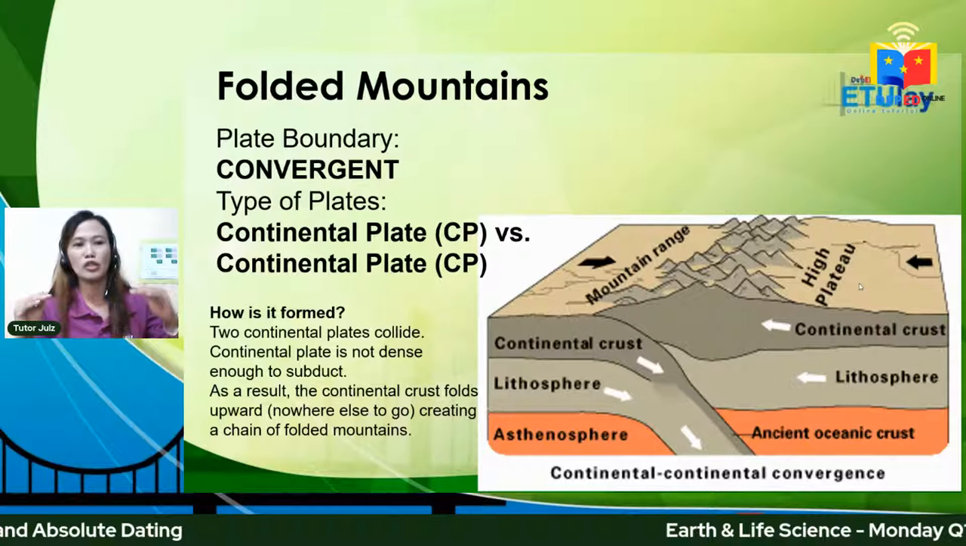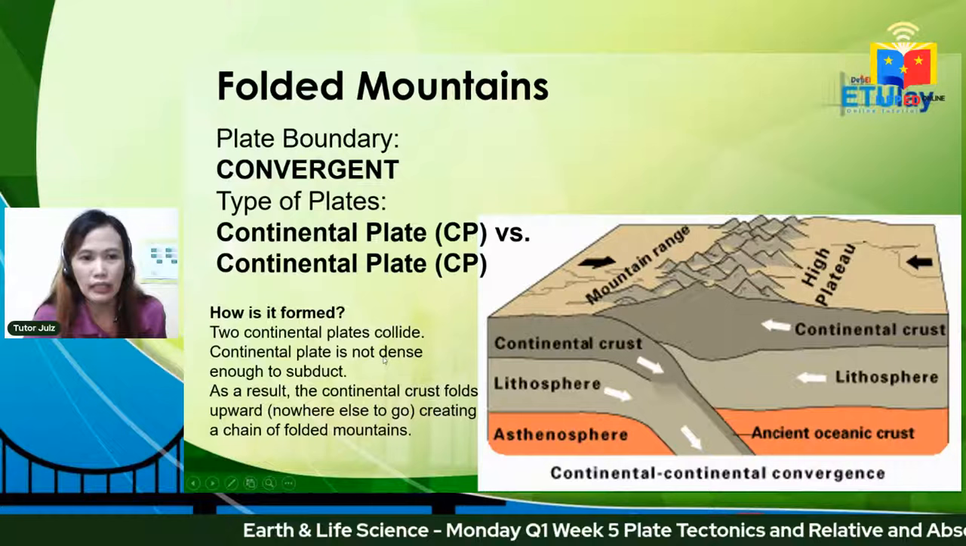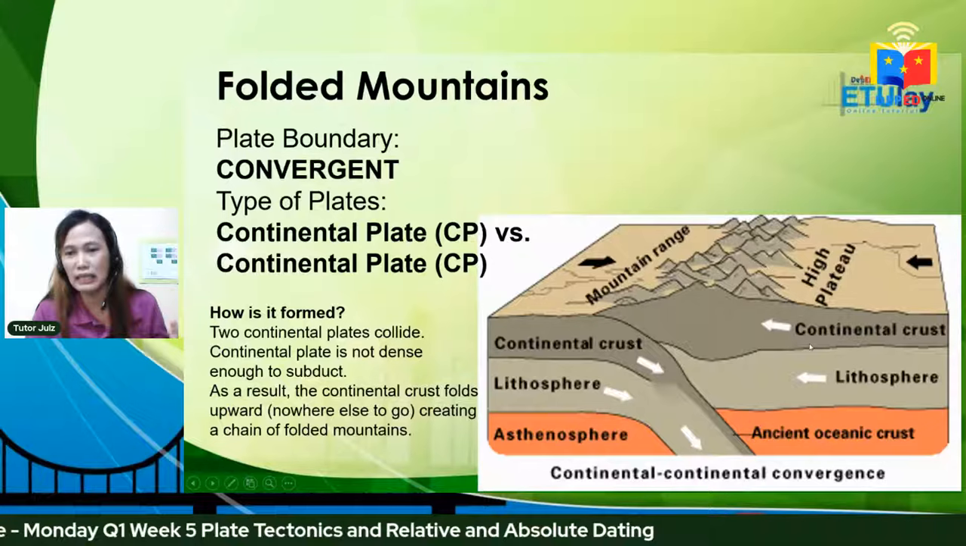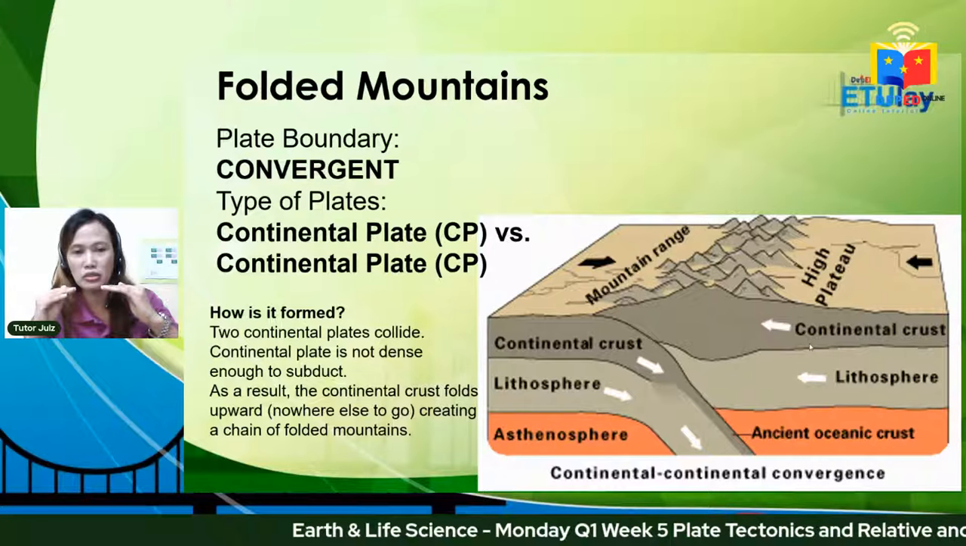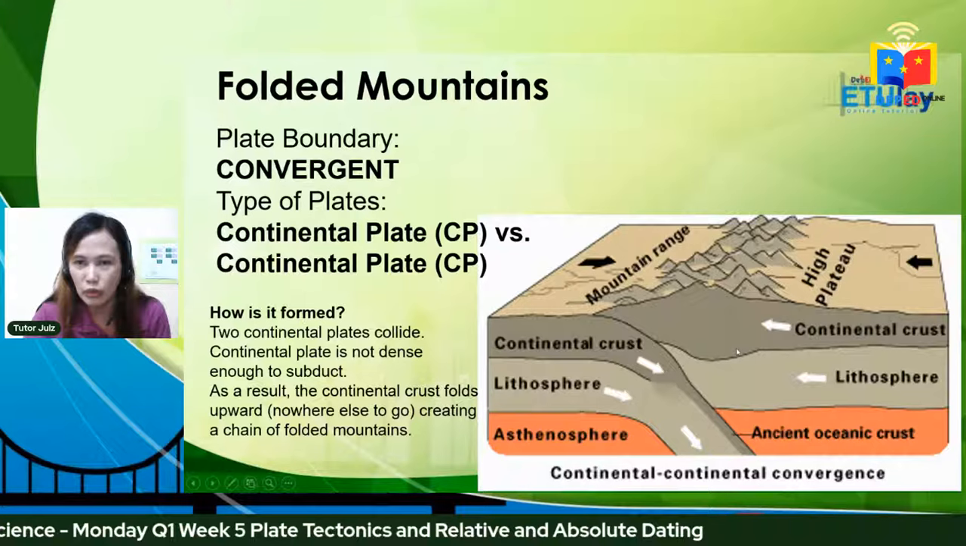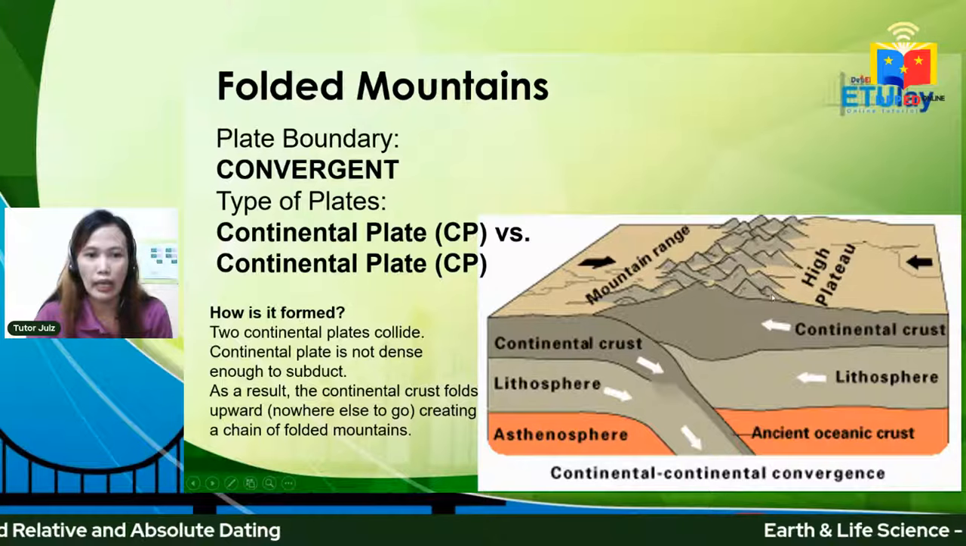So look at this. Okay, the two continental plates, the plate is not dense enough to subduct. So meaning, they have the same density. Continental plate, another continental plate, when they collide, okay, denser. So what will happen? As a result, the continental crust folds upward. So there is a continental crust fold. There is a formation of folds upward and creating a chain of folded mountains.